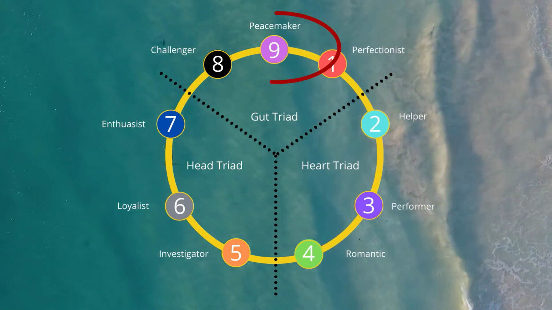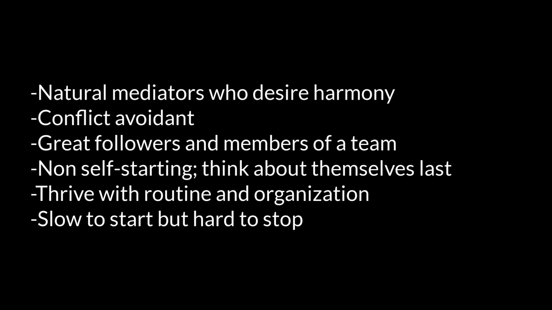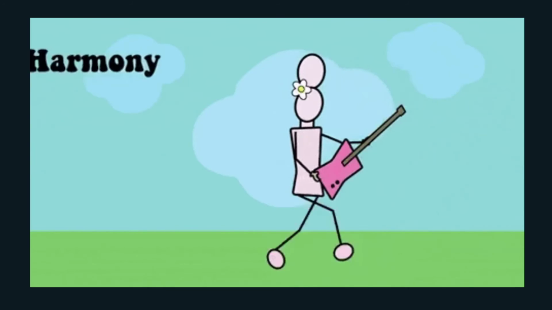And 9, the peacemaker. Abraham Lincoln, Matt Damon, Queen Elizabeth III. And actually, my wife, Miranda, is a 9 as well. Natural mediators who desire harmony. Conflict avoidant. Great followers and members of a team. Non-self-starting, think about themselves last. Thrive with routine and organization. Slow to start, but hard to stop.